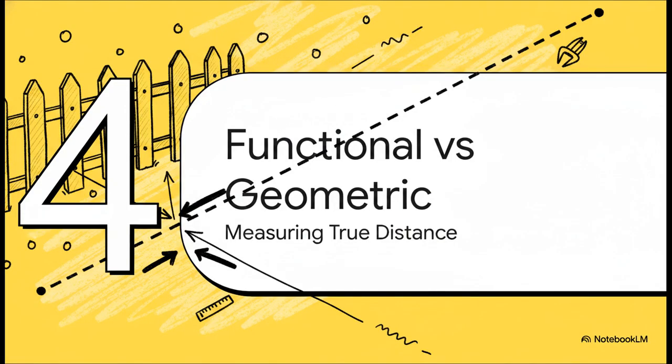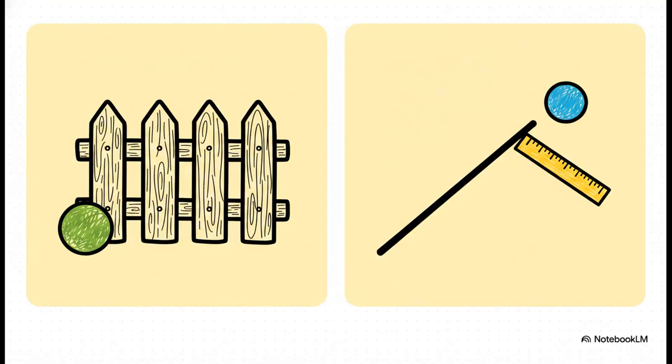Okay, Section 4, functional versus geometric margins, time to measure true distance. Let's really contrast these two ideas, because it's a common stumbling block. The functional margin essentially acts as a correctness indicator. It just tells us if a data point is classified correctly, like is it safely on its designated side of the line. But, and this is a big but, it does not tell us the true physical distance. If you just scale the weights up, the functional margin grows, even though the line hasn't moved an inch.